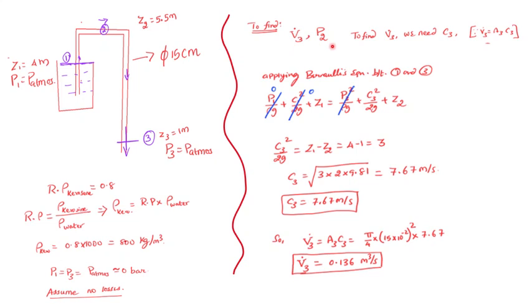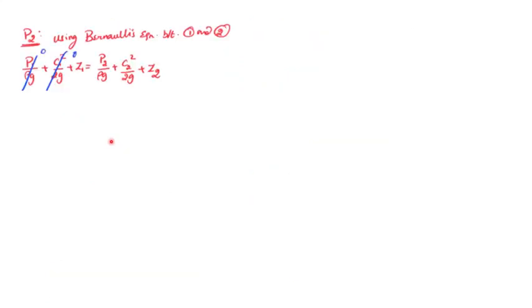Now how to find P2? Again, very simple. I can apply Bernoulli's principle between section 1 and section 2. Can I not? If you want, you can also apply Bernoulli's principle between section 2 and section 3. That's also possible. But I have applied it between section 1 and section 2. Again, I have cancelled this out because the gauge pressure is zero, and also the velocity with which the fluid is going to flow in the big tank is negligible, so that is also cancelled out to be zero.